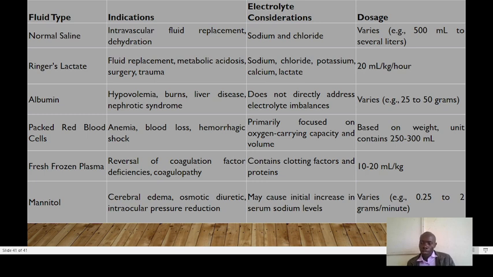For the FFP, the fresh frozen plasma, it is indicated for the reversal of coagulation factor deficiency and coagulopathy. It contains clotting factors and protein. The dosage is about 10 to 20 mLs per kg. Lastly, we have the mannitol, which is normally indicated for cerebral edema, as an osmotic diuretic, and for intraocular pressure reduction. It may cause an initial increase in serum sodium levels, and it's good for us to know that. The dosage varies between 0.25 to 2 grams per minute.